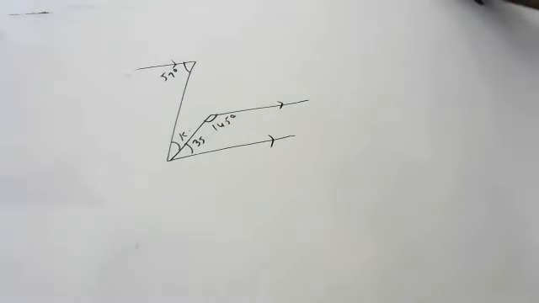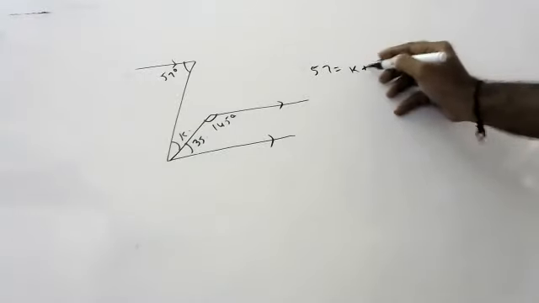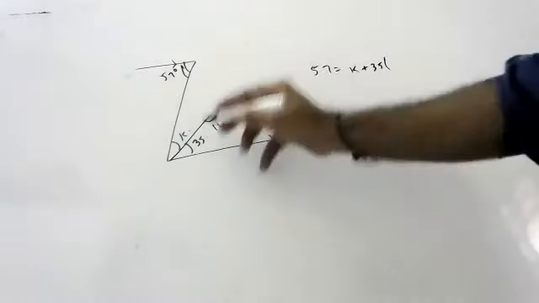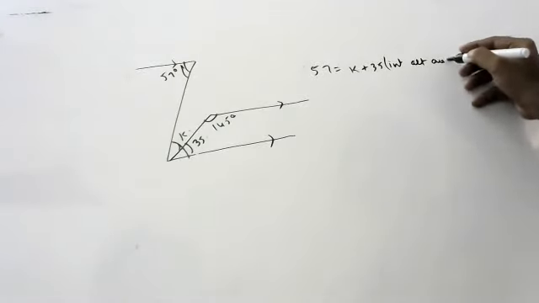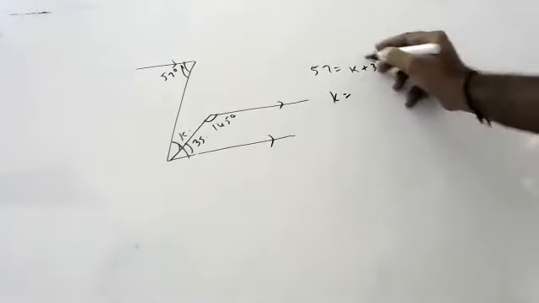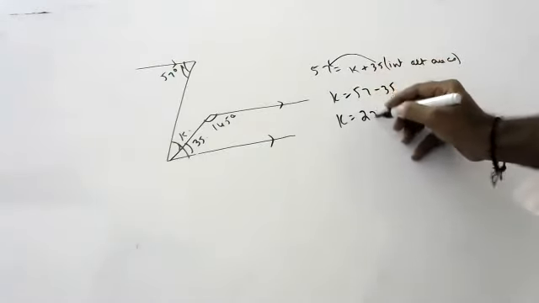Interior alternate angles are equal. So 57 is equal to K plus 35. Interior alternate, this angle equals this angle. So K is equal to 57 minus 35, which is 22 degrees. K is equal to 22 degrees.